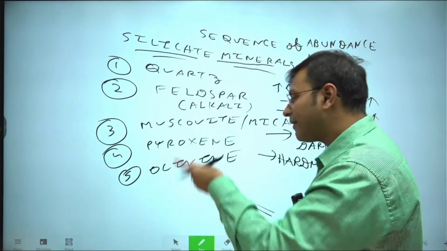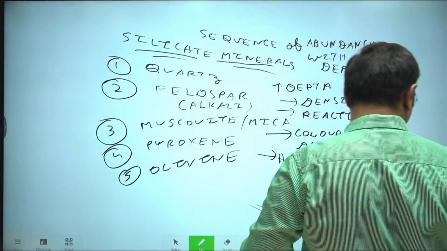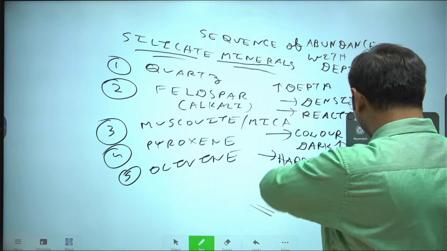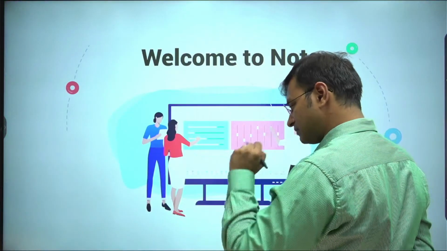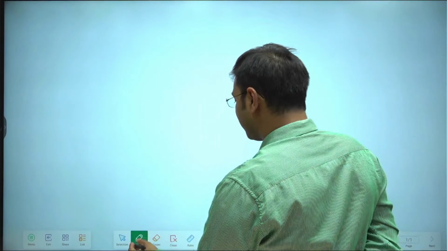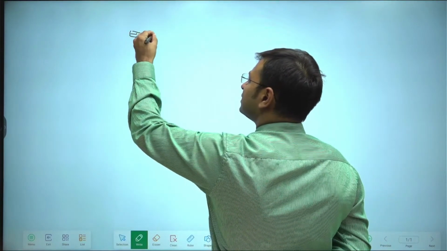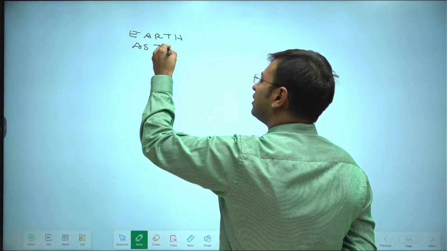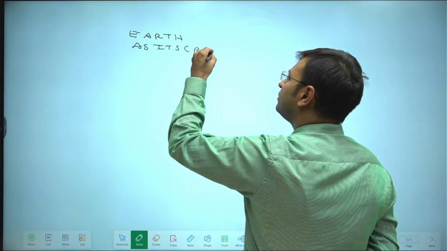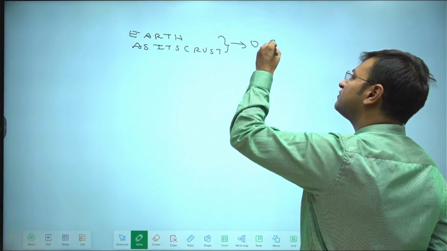Okay, so if I'm painting a picture for you all, if I'm again reiterating whatever I'm saying, please get this very, very properly. If I consider the earth as its crust only, predominantly you have which elements? You have O2 and you have silica.